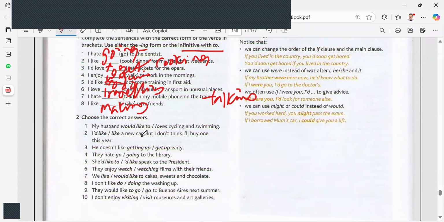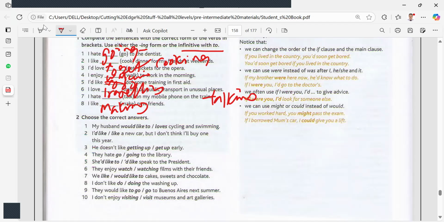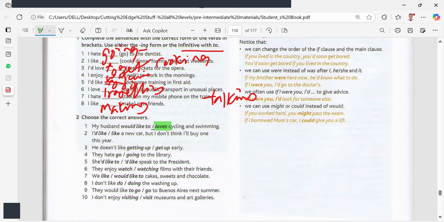Now choose the correct answer. My husband would like to or loves cycling and swimming. Loves. No. Would like, yes, to. Yes, loves, you are right. Why? Because ing, cycling.